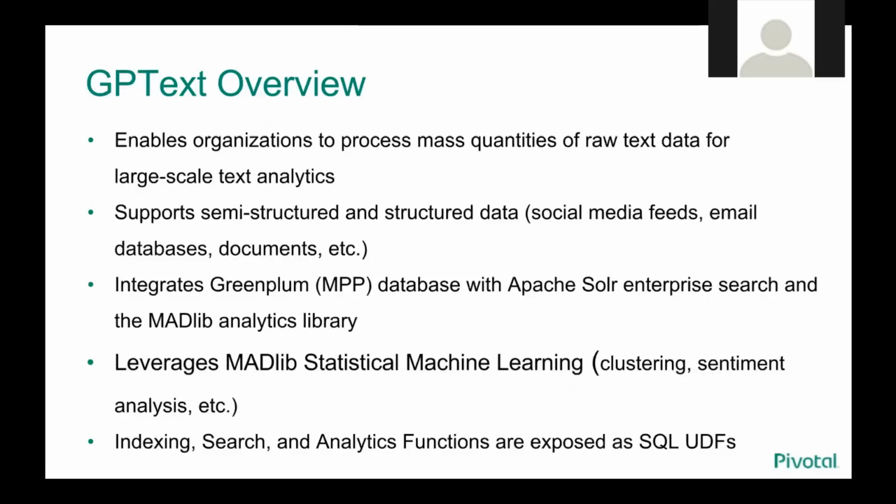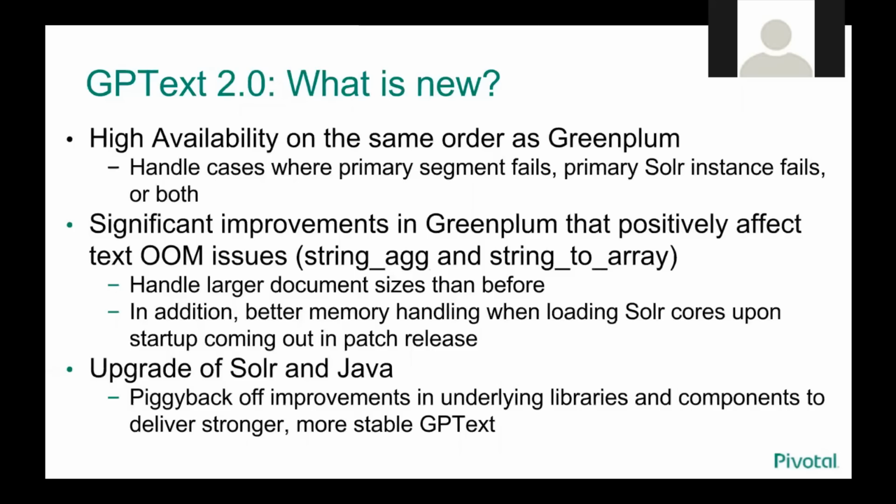We integrate Greenplum's MPP database architecture with Apache Solr Enterprise Search, and by extension, we have some integration points with the MADlib Analytics library. So we leverage it for statistical machine learning, whether it's clustering, sentiment analysis, regression, classification, etc. We also take the Apache Solr libraries and run them on top of the GPDB architecture, but we expose it all as SQL UDFs. So you have a simple, easy-to-use interface for both your indexing, search, and your analytics functions.